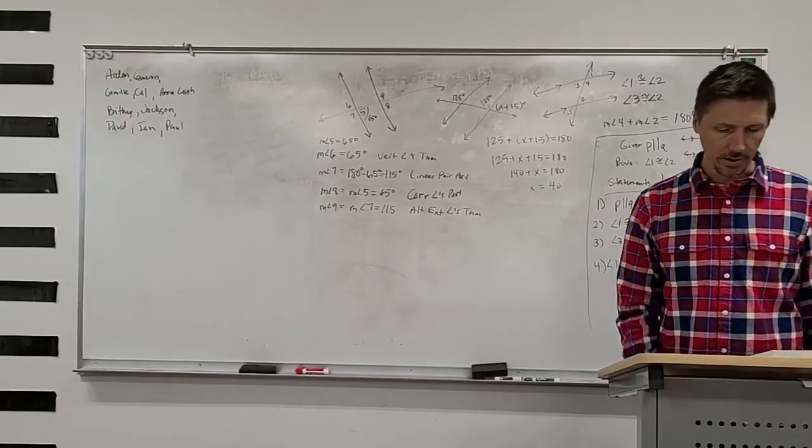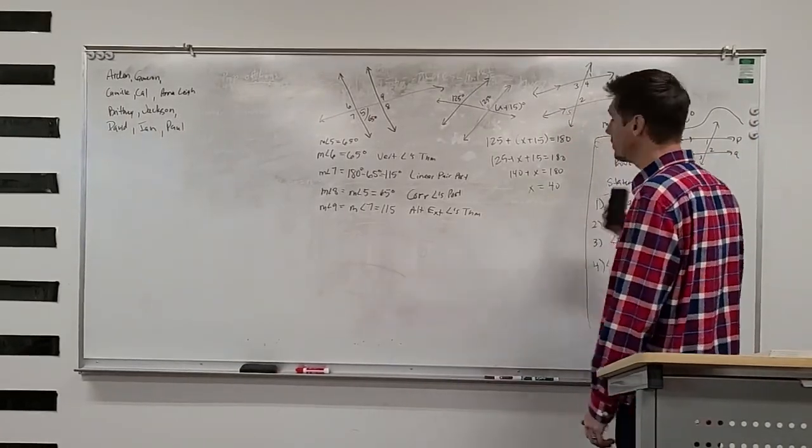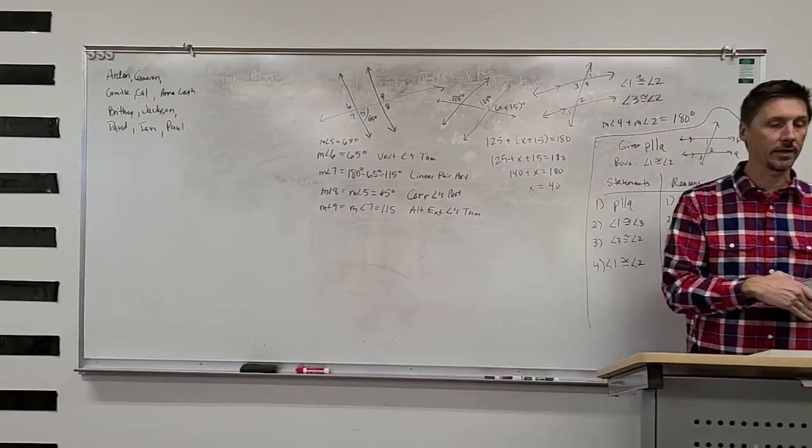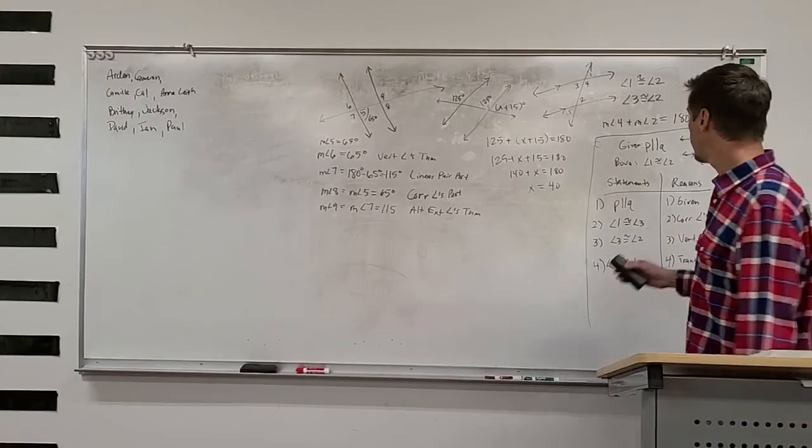Proving lines are parallel. So this is interesting. Now we're going to see a bunch of postulates and theorems that are sort of the reverse of what we just looked at. In fact, they're going to have similar names, but they're going to add converse to the end of it.